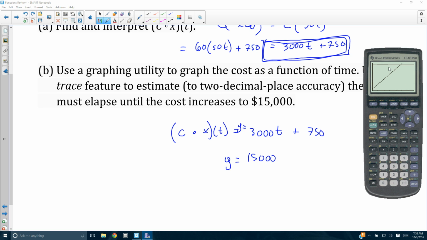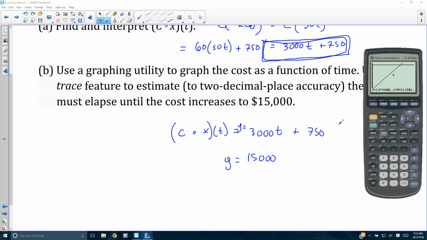The first graph represents the cost given a certain amount of hours that this manufacturing facility works at. After 1 hour, this is how much you spend. 2 hours, this is how much you spend. We have to find out how many hours it takes to spend 15,000. And don't assume that it lands on an integer. It does say estimate to 2 decimal places where this intersects.